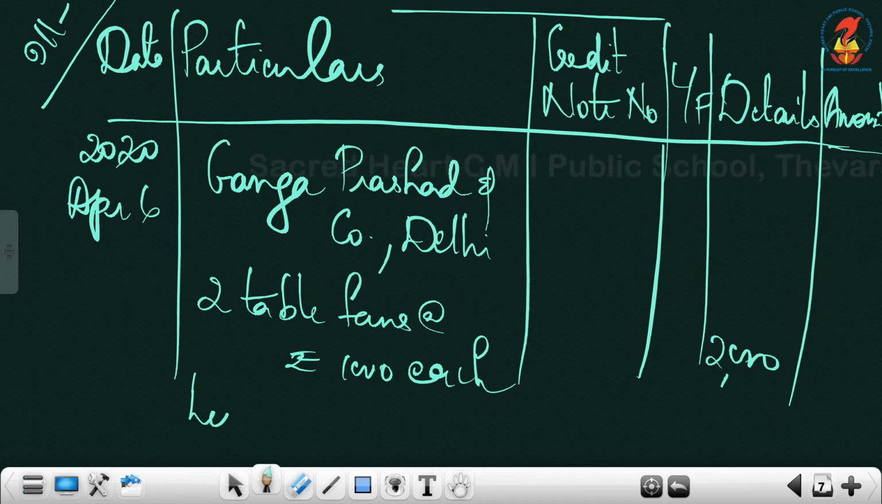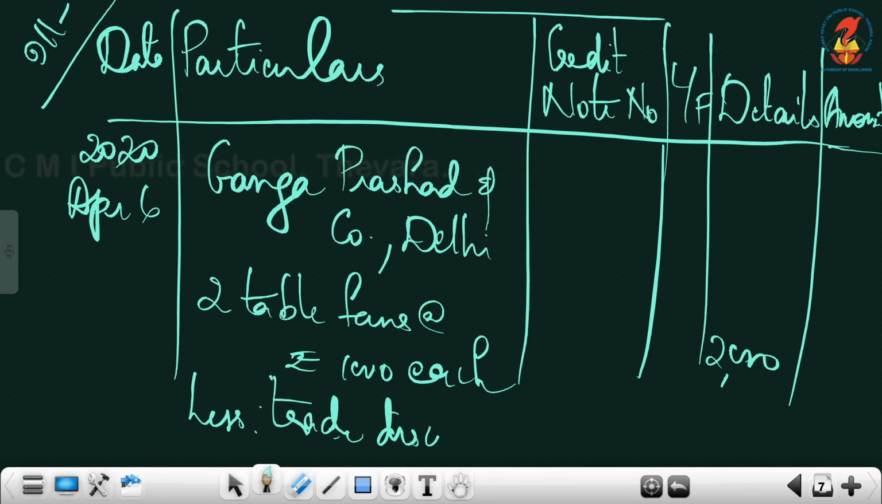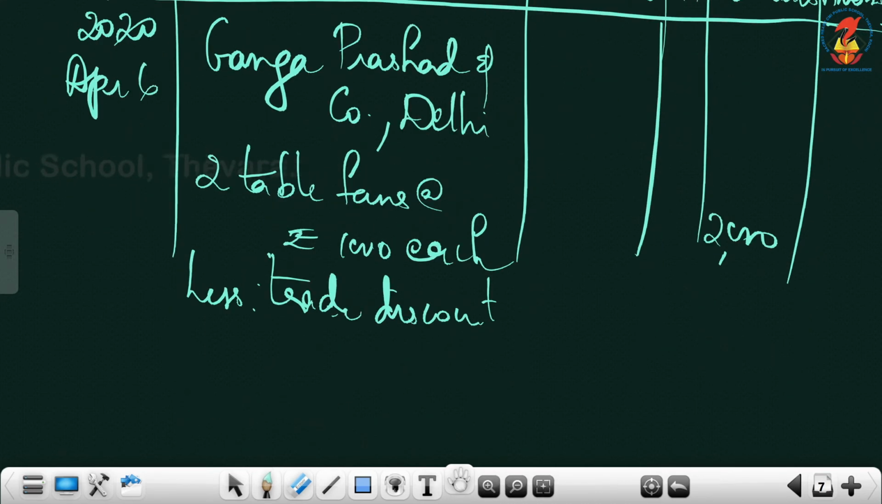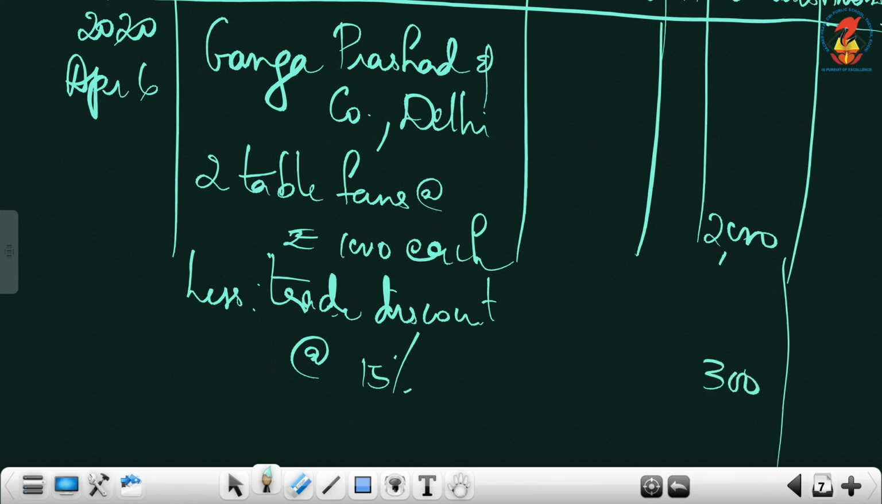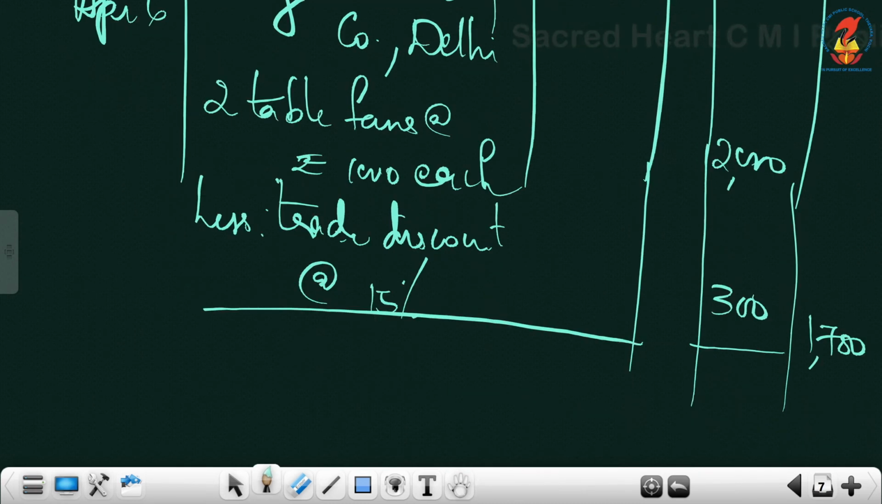Then less trade discount at the rate of 15%, so compute 15% of 2000, which is 300. So the balance, do we have any packing charges? No. So the balance you can write in the amount column, 1700. Here also you draw a line in particulars column. The next item is the room cooler, which is returned by Prabhat Electricals.